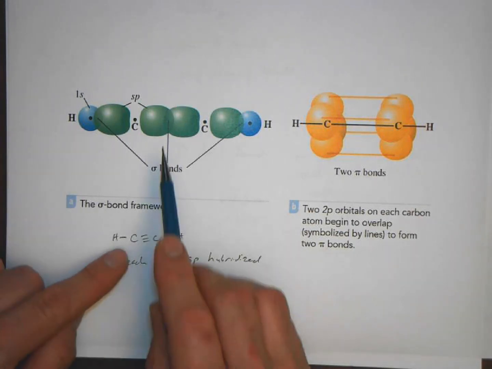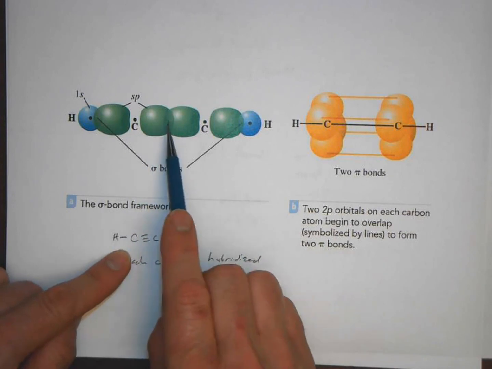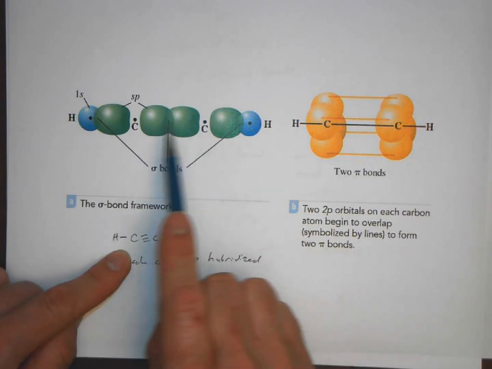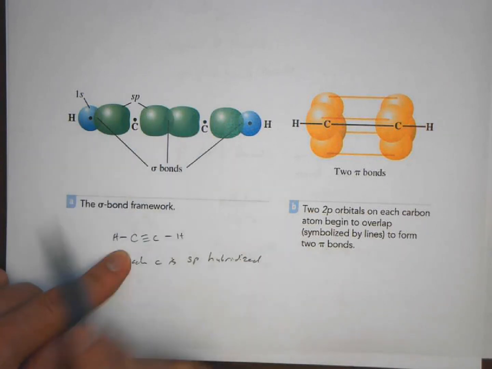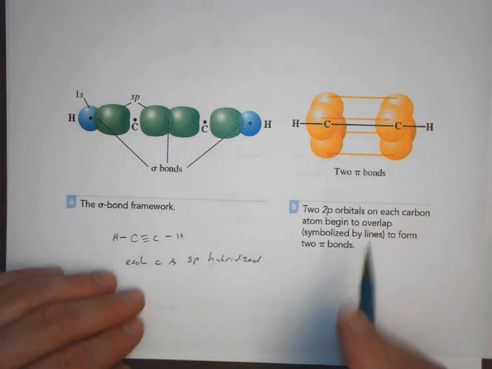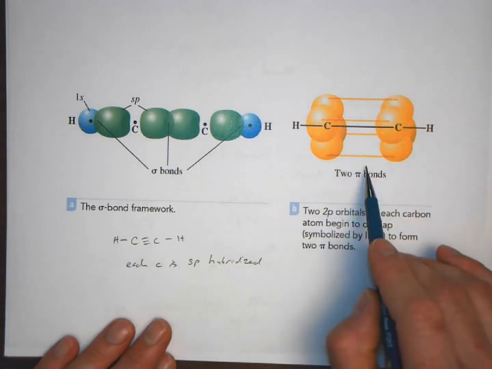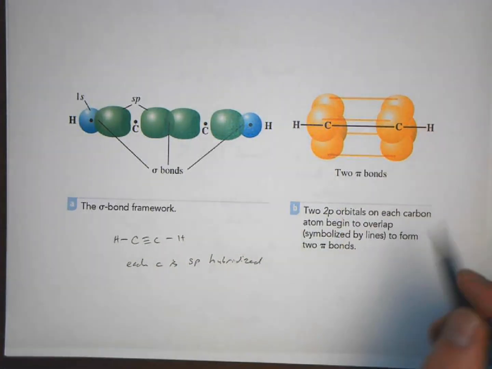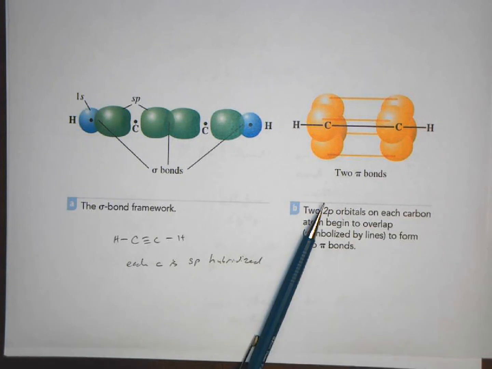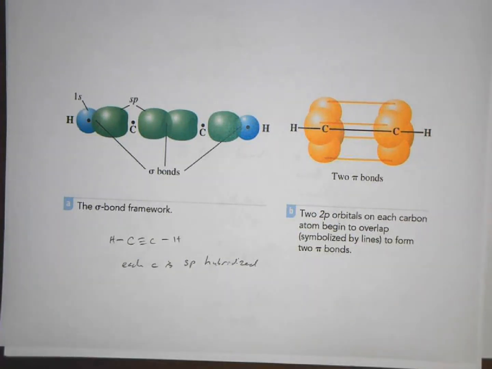The sigma bond is formed by overlapping the sp orbitals between the 2 carbons, and the 1s of the hydrogen and the sp of the carbon. And then the pi bonds are formed. Remember, pi bonds, the density is above and below the axis of the bond. And there we have how we would use valence bond theory to describe these, and hybrid orbitals to describe the bonding in these molecules.